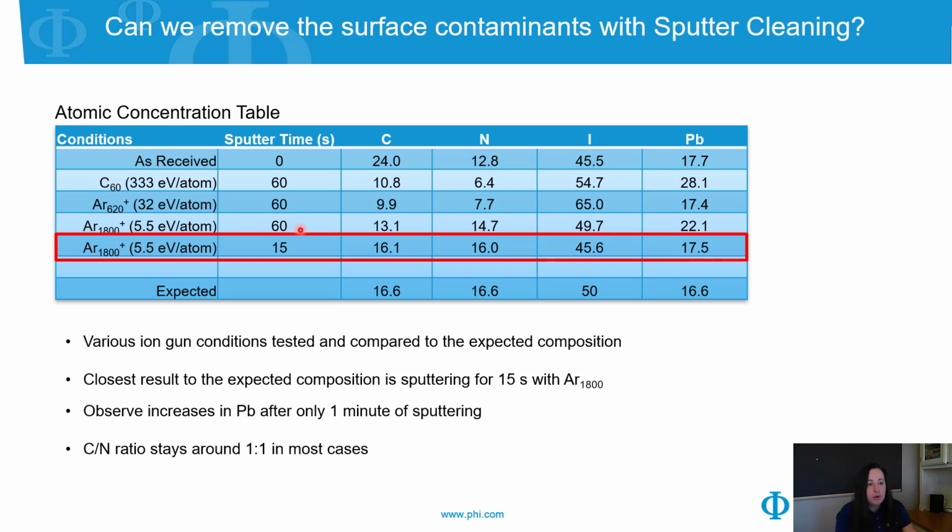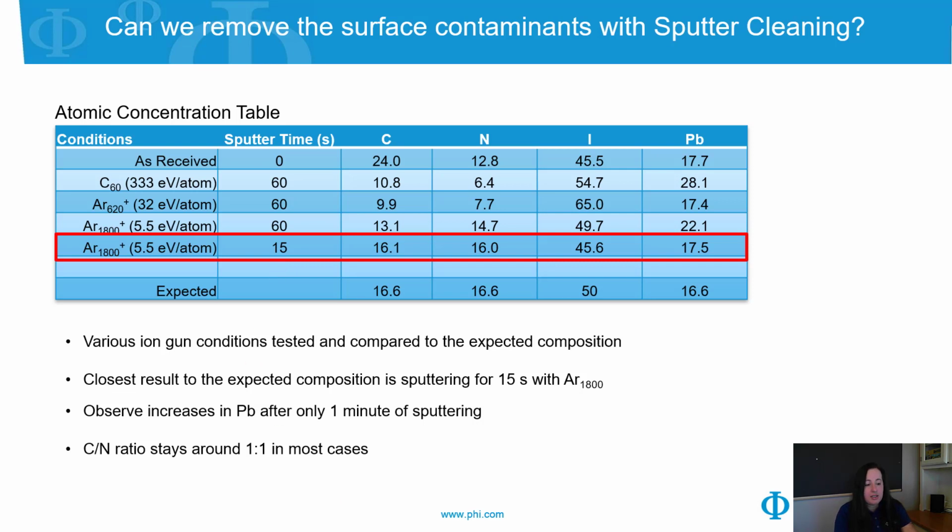But it looked like maybe we were on the right track with the low eV per atom. So we tried to sputter for only 15 seconds, and that's what I've shown in this red box here, and we actually have very good agreement with the expected composition. However, what I would say from this data is that it seems that it's quite tricky to remove just the contamination and not affect the composition of the perovskite. Even though we seem to be on the right track with this low eV per atom, we do ultimately want to sputter through these films.